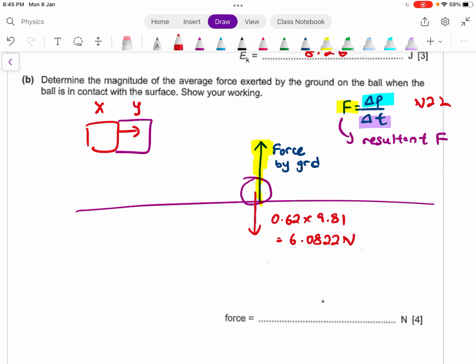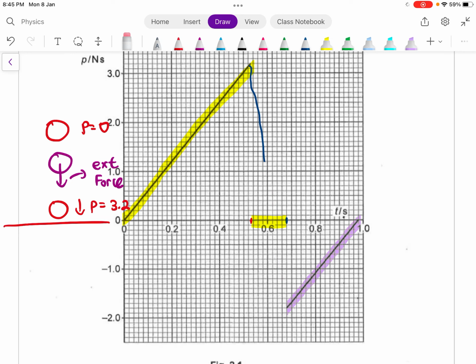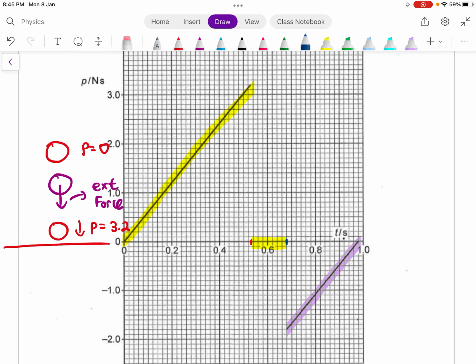So we determine what is the resultant force first. The resultant force is equal to the change in momentum divided by the change in time. Let me go back to the graph and calculate delta P first. At this particular point, just before you hit the ground, the initial momentum is roughly 3.2 Newton second, or kg meter per second, whichever you like. At this particular point, the momentum will be roughly negative 1.8.